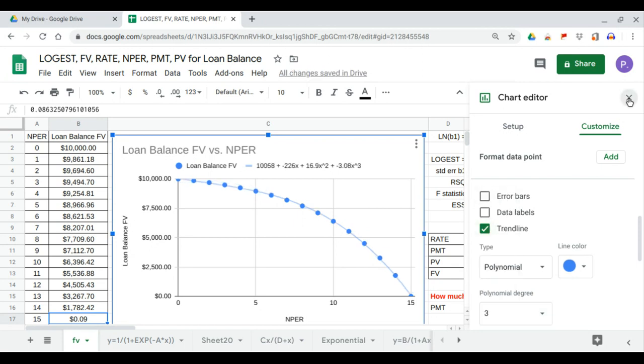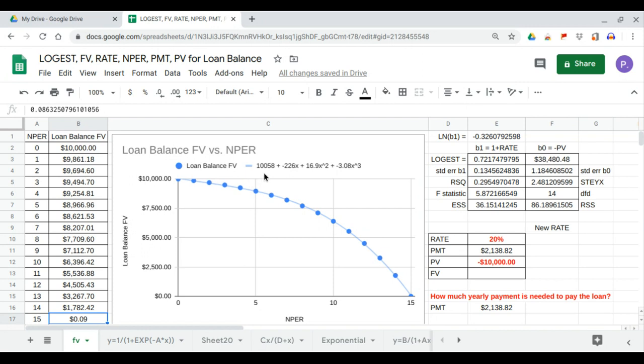So our trend line equation is 10,058 plus 200, minus 226x plus 16.9x squared. So this completes the use of LOGEST and the financial functions FV, RATE, NPER, PMT, and PV in loan balance.